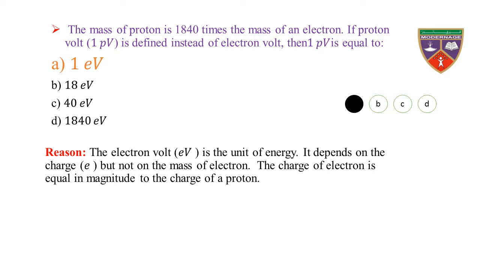Reason. The electron volt is the unit of energy. It depends on the charge but not on the mass of electron. The charge of electron is equal in magnitude to the charge of a proton. Hence, 1 proton volt is equal to 1 electron volt.